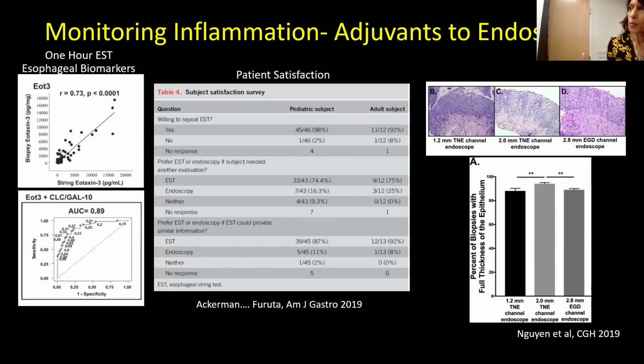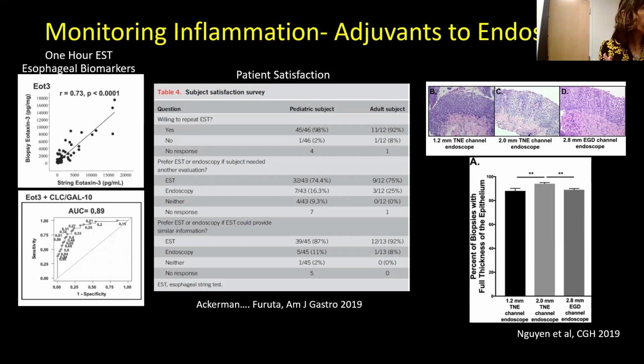This is the esophageal string test. This was developed in Colorado by Glenn Furuta and Steve Ackerman, who's in Chicago. What you can see is that the esophageal string test works after an hour. You can see inflammatory products from the eosinophils. Patients really like it. And the last thing is transnasal endoscopy. This is usually done by a GI doc, but it doesn't require anesthesia. It's topical lidocaine. It basically is like an NG tube with a camera on the end. It goes down the esophagus. You can get biopsies and you can actually look at the esophagus. You can't dilate it.